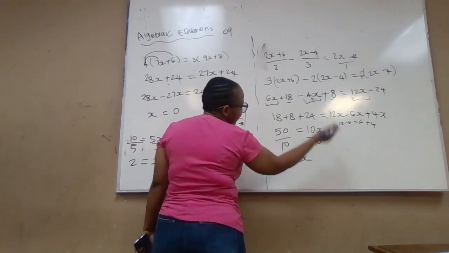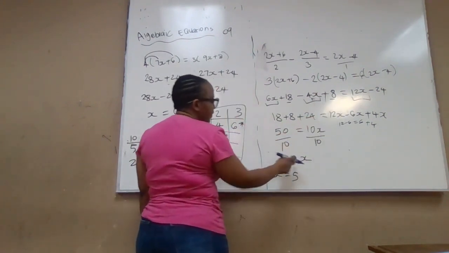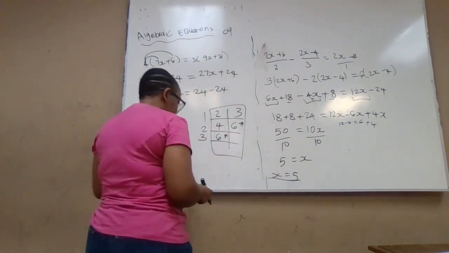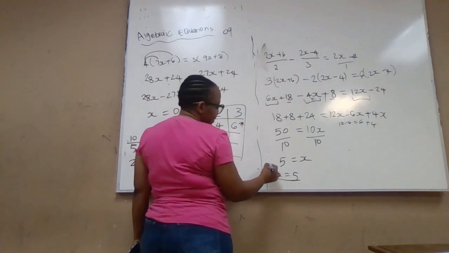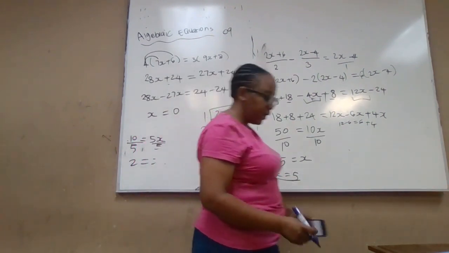So it is okay if your x value is on the right, because x equals 5 and 5 equals x is the same thing. Okay? So it is best after you get it like this to say therefore x equals 5. Okay.